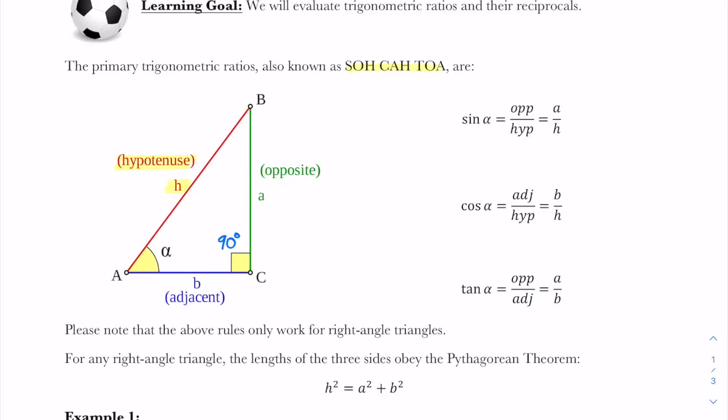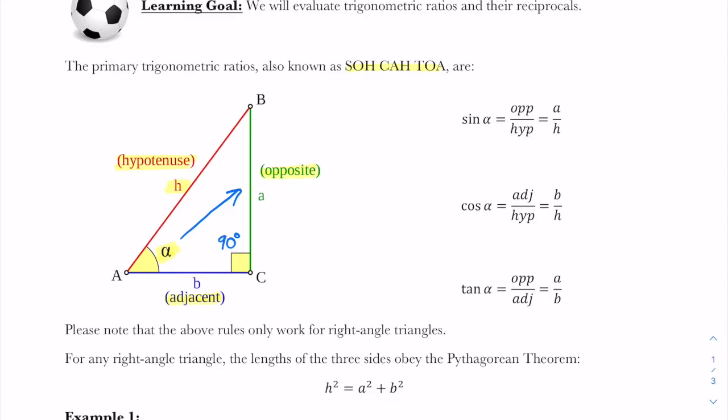For instance, if we label angle A with the Greek letter alpha, shown over here, the side across from that angle is referred to as the opposite side, and the side in contact with that angle, which isn't the hypotenuse, is referred to as the adjacent side. And with that being said, your SOHCAHTOA ratios are shown to the side.